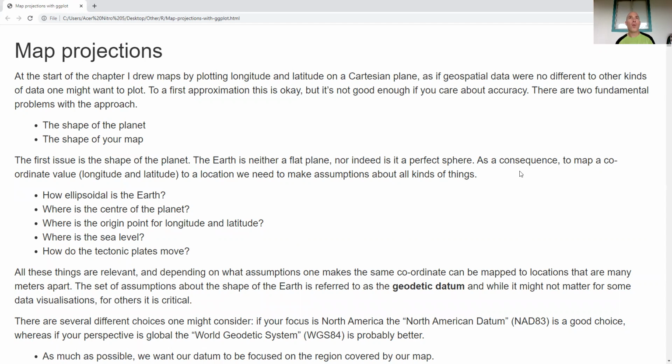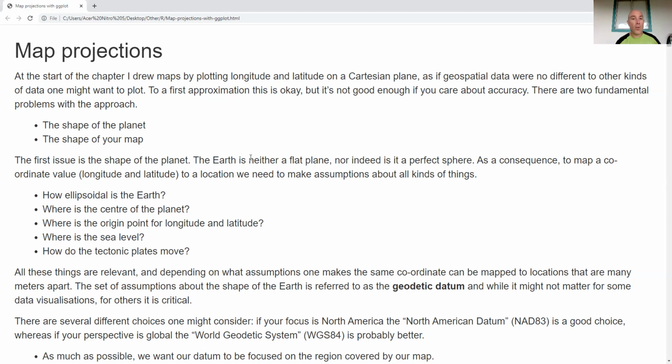All right, so once we understand the shape of the planet and our mathematical model of the planet, then when I go to make my map, remember that I have a two-dimensional representation of a three-dimensional object. So there's going to be distortion no matter what.